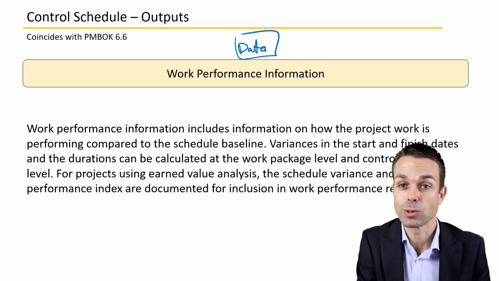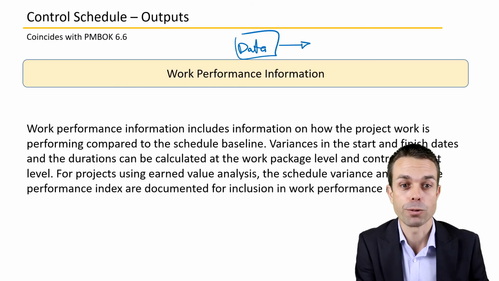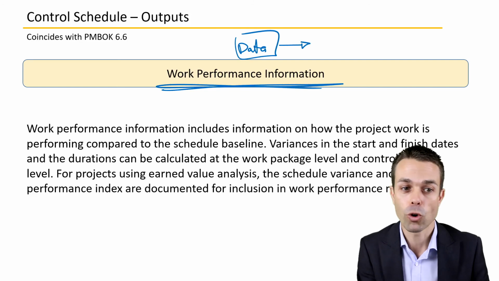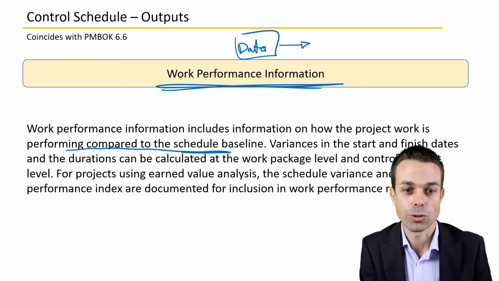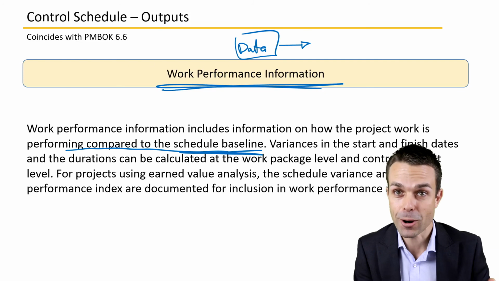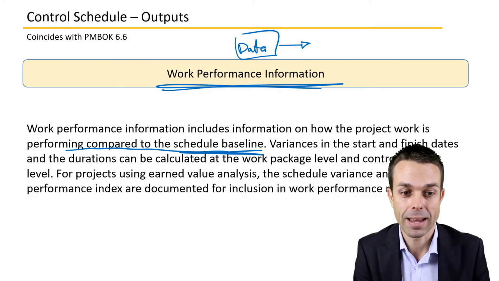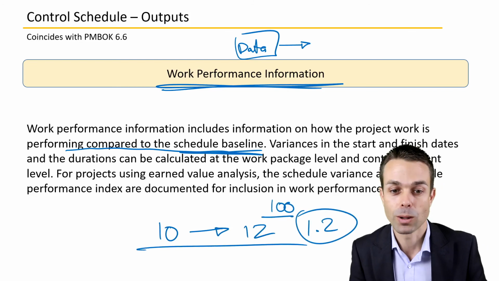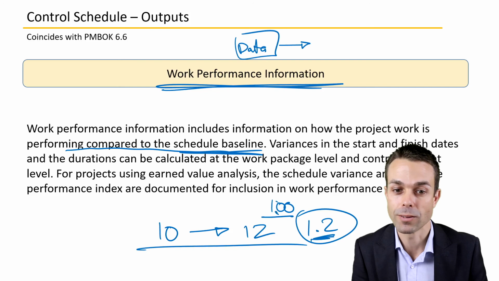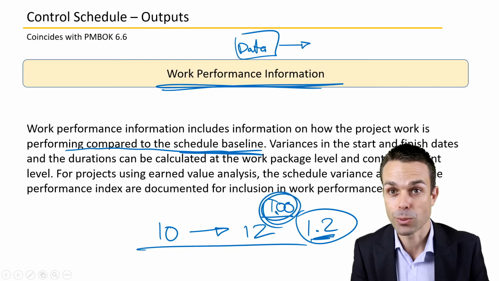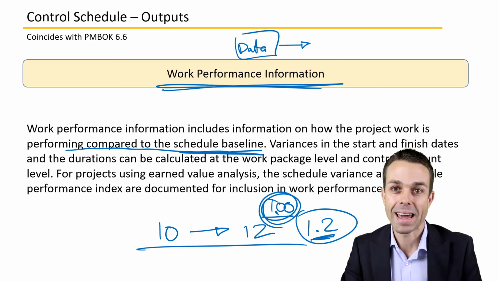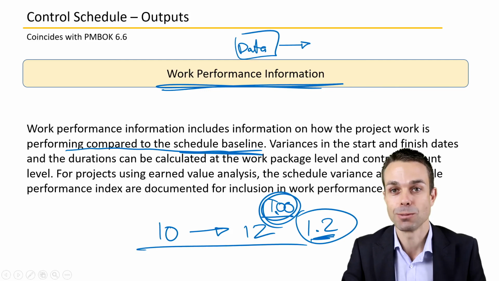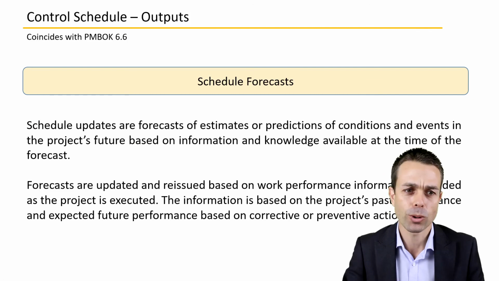So data first, which is our raw data, turns into work performance information. So this includes information on how the project work is performing compared to the schedule baseline. So this is the variance analysis now. We had planned for 10 days and it's currently 12 days. Now we're taking 1.2 times as long instead of just 1 times as long. So that could be a problem going forward. But this is how we analyze our schedule, and we'll use that using variance analysis that you'll see in the key concept videos also. Schedule forecasts will come up.